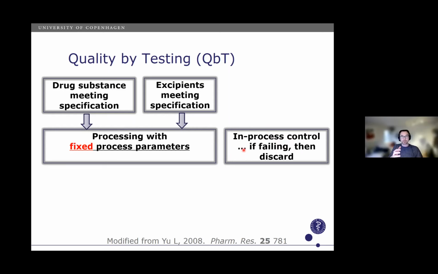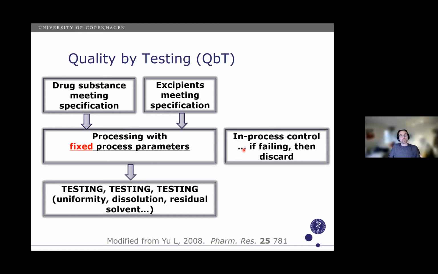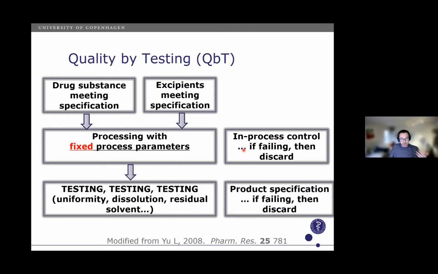So often it's very difficult to change something if you are seeing problems. So if you fail these in-process controls, then you basically have to discard the whole batch. And that is expensive and definitely not a wanted scenario. And most of the testing is on the end product. So then you do lots of end product testing: uniformity, dissolution, residual solvent, all possible types of measurements. And then if you are failing in these, then you need to discard again the whole batch. So this is very inefficient and not the ideal way of producing.